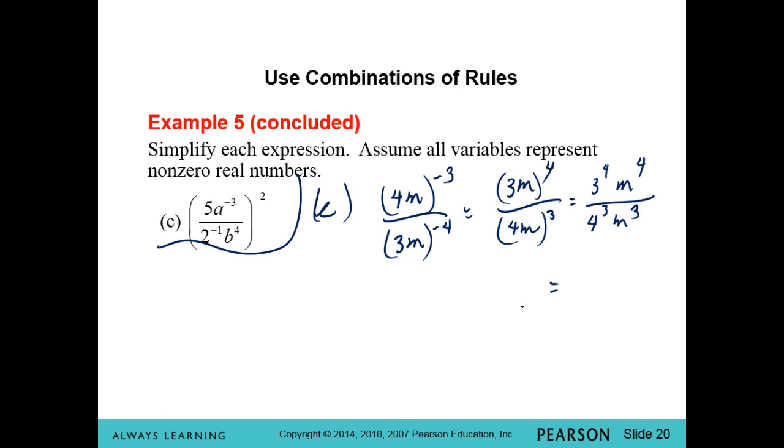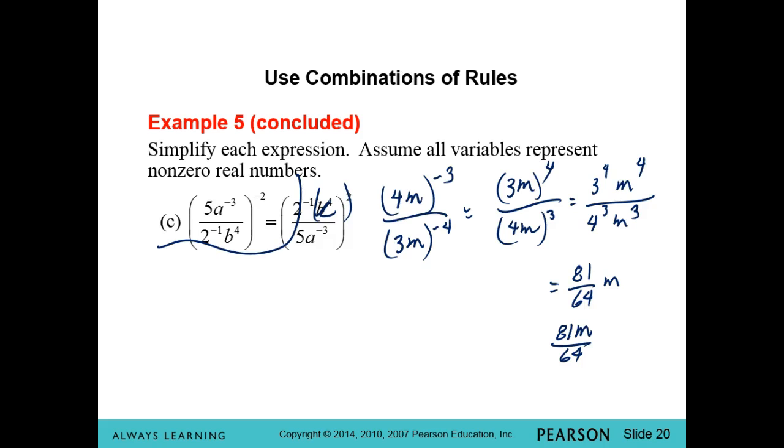And 3 to the 4th, 3 times 3 is 9. Do that again, you get 81 over, and 4 cubed is 64, and m to the 4th divided by m cubed would be m. There you have it. Pretty easy one, that one. 81m over 64. And you can write it either way. That's written with a fractional coefficient. The other way is 81m over 64. That's the way the book wrote it. Either way is perfectly correct.